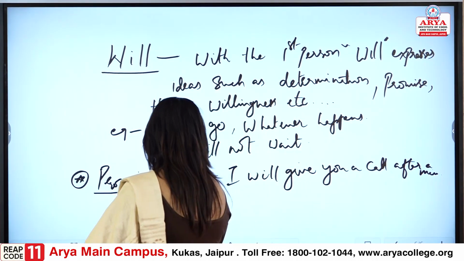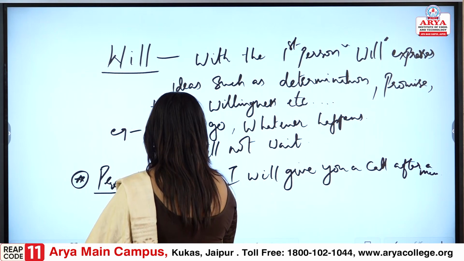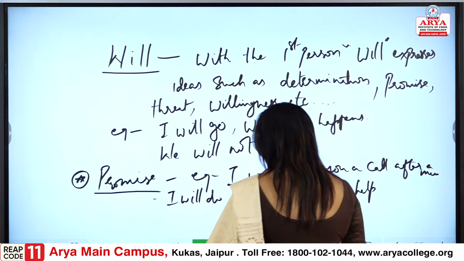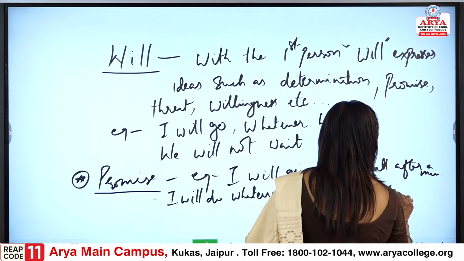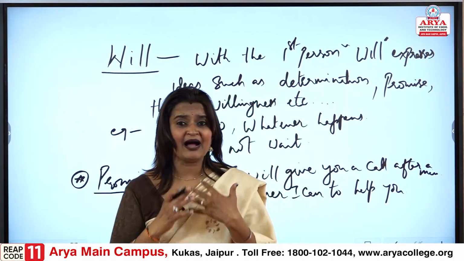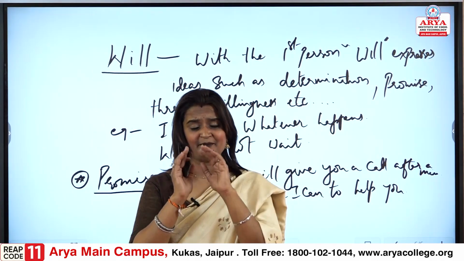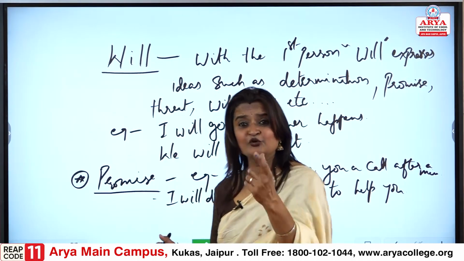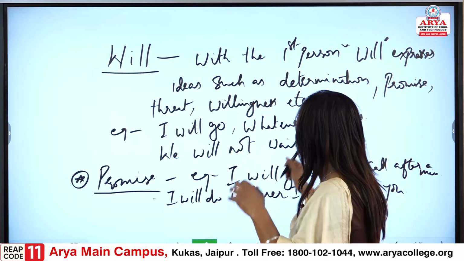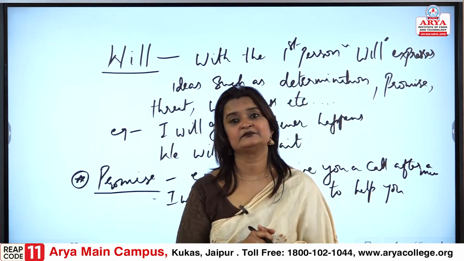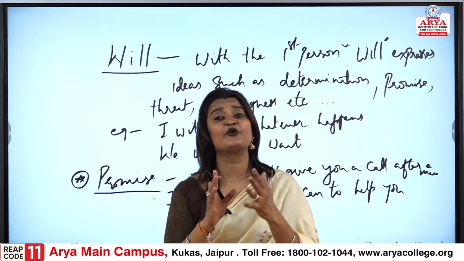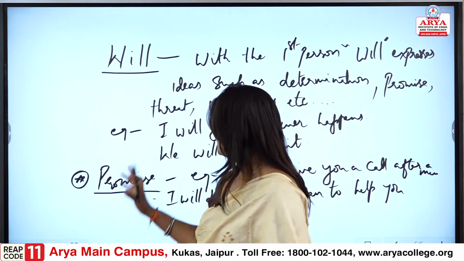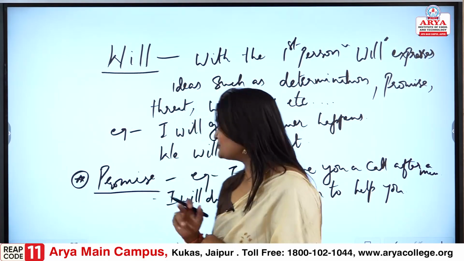Next example, let me give you one more. "I will do whatever I can to help you." So again I am committing to someone, I am assuring someone. Again, it's a promise that I am giving, but not using the word promise. I am assuring a person that you can trust me, you can rely on me. That is a promise that we are giving.